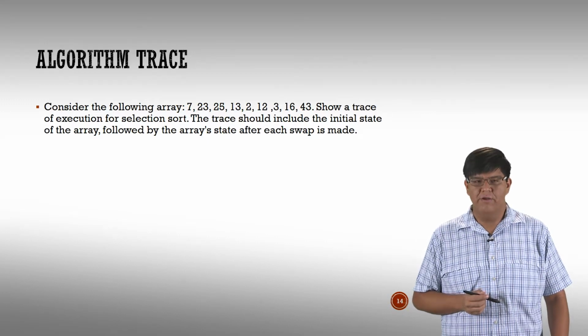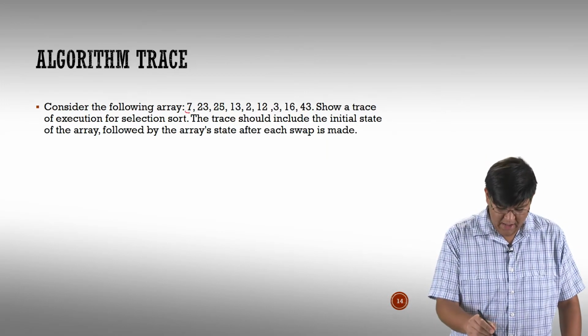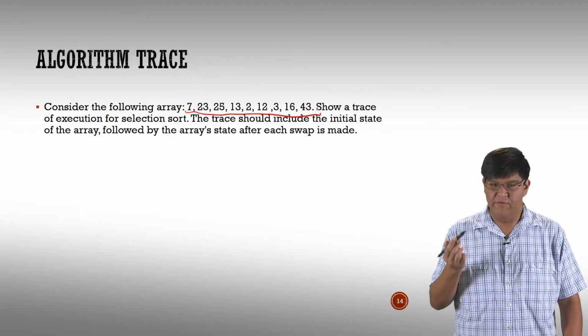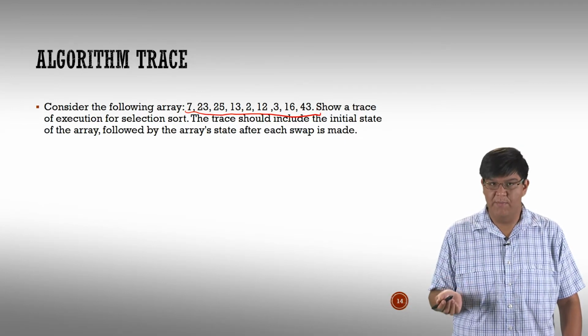In this video, I'm going to do a worked example of simulating the selection sort algorithm on an input. So let's take a look at this problem prompt. Over here I have my inputs, and I want to show a trace of execution for this algorithm. The trace should include the initial state of the array followed by the array state after each swap is made.